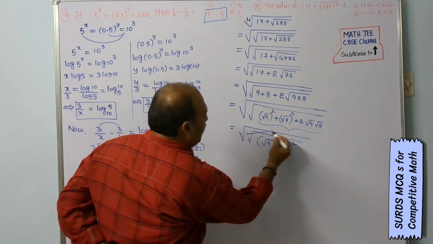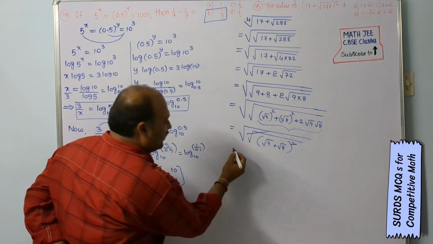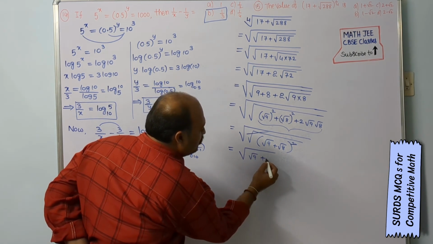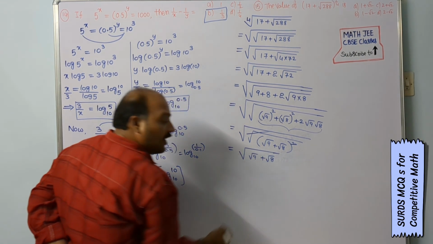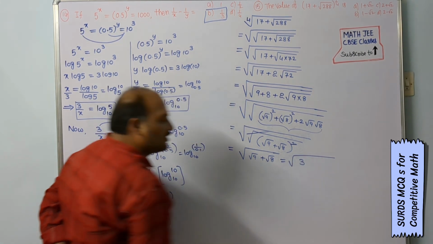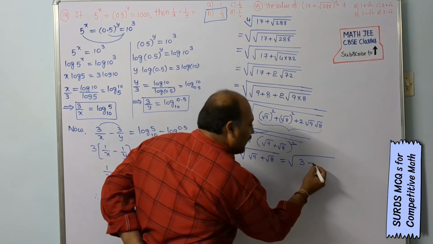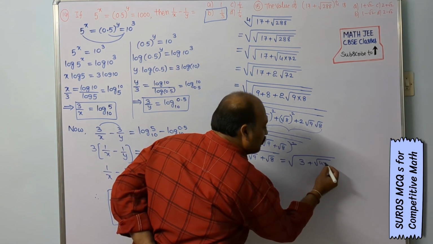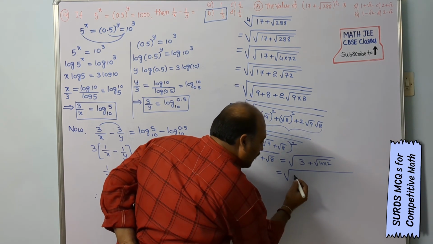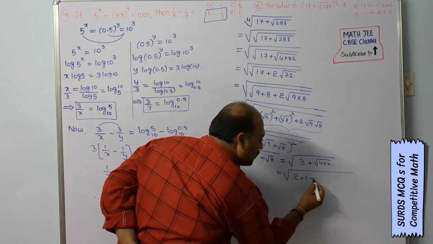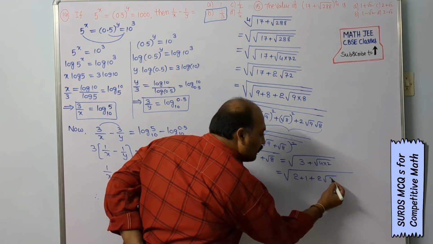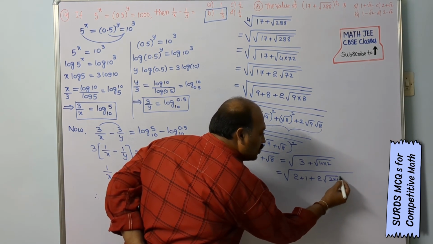Now square root and square will be cancelled. The remaining is root over root 9 plus root 8. Again we have to do that. Root over root 9 means 3. 8 can be written as root 4 into 2. So that is equal to root over 3 can be written as 2 plus 1. 4 brought outside, 2 will come, root 2. The 2 also can be written as 2 into 1.